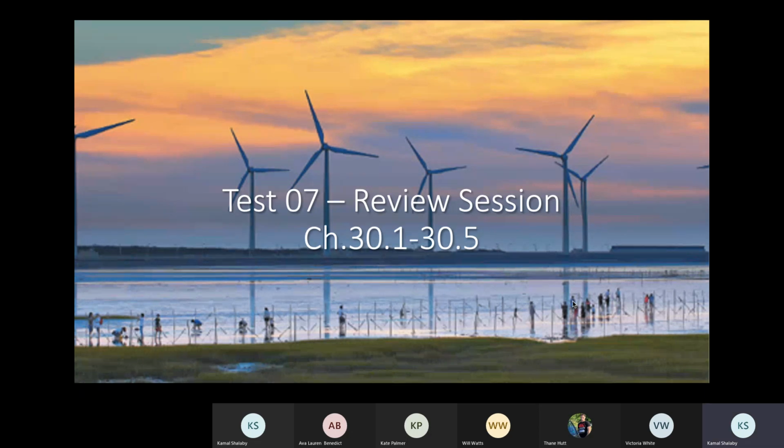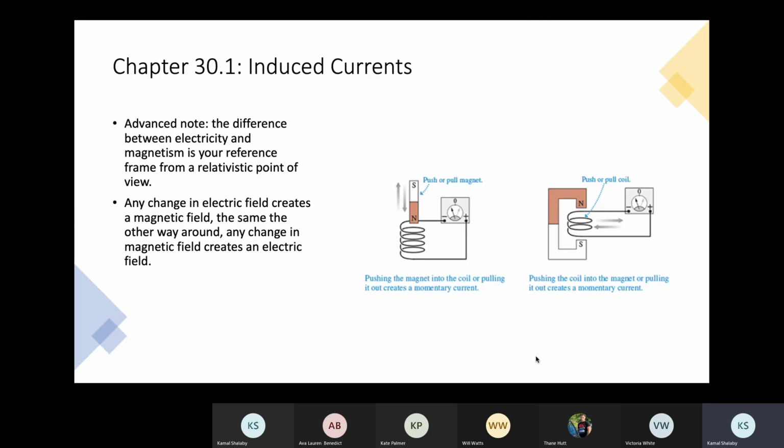And we're good. Okay. So hello everyone, and this is going to be the test 5 review. It's from chapter 30.1 to 30.5. And let's get going. The first thing we start with is the induced current.